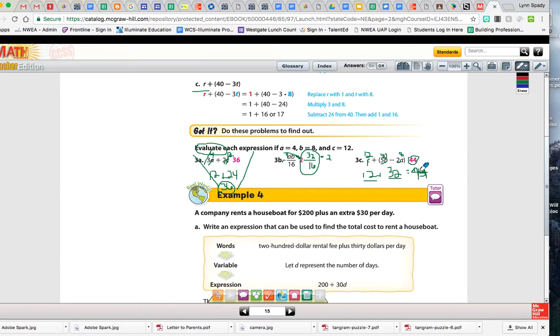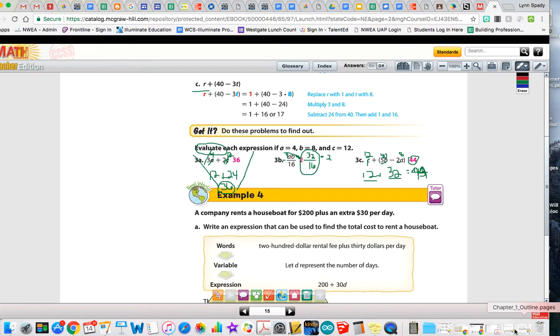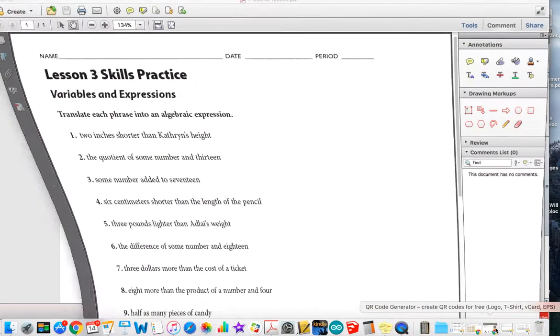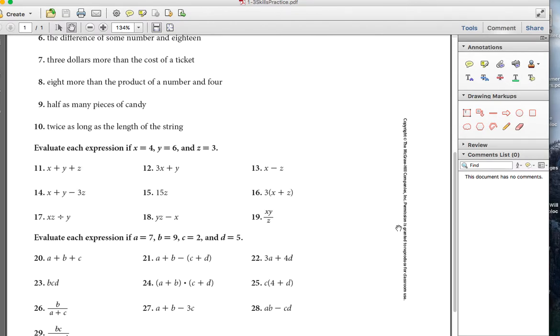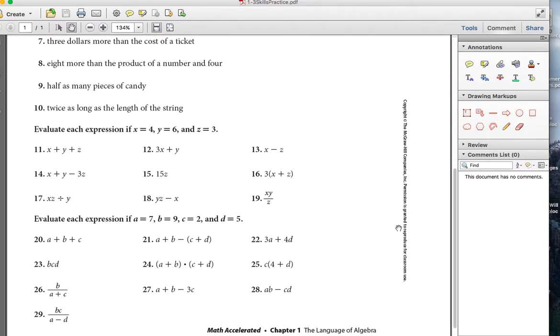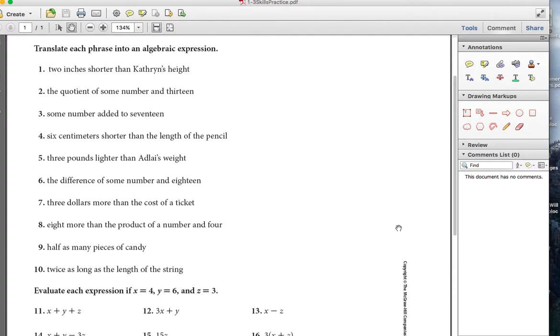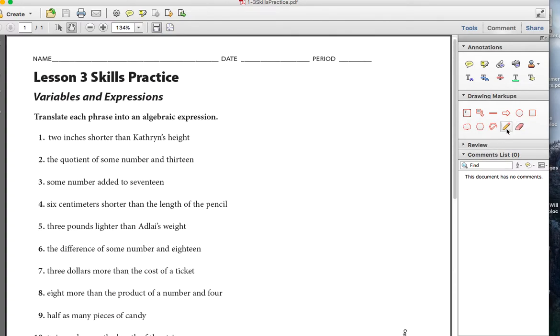The last thing I'm going to do for this lesson is to take a look at your skills practice worksheet. You're doing all of these problems here for homework, and it's not just to give you a bunch of homework, but for you to practice the skill of translating phrases into expressions. So I'll do a few of these problems with you.